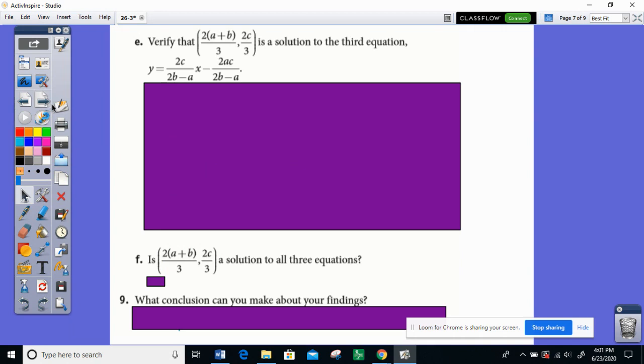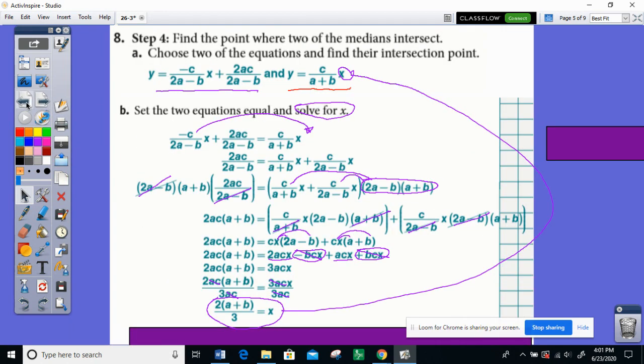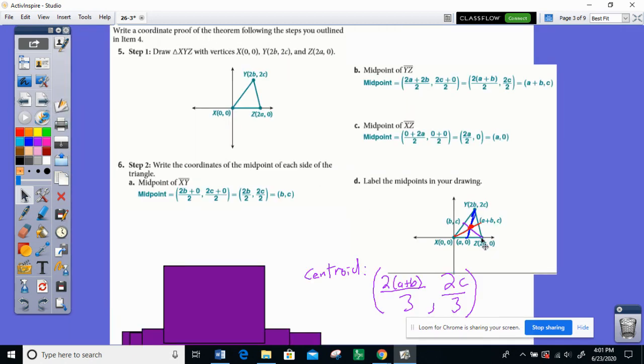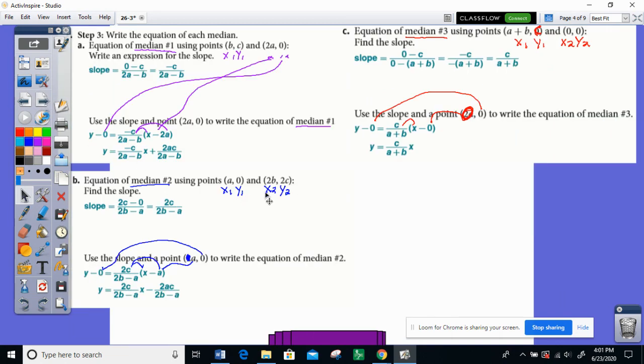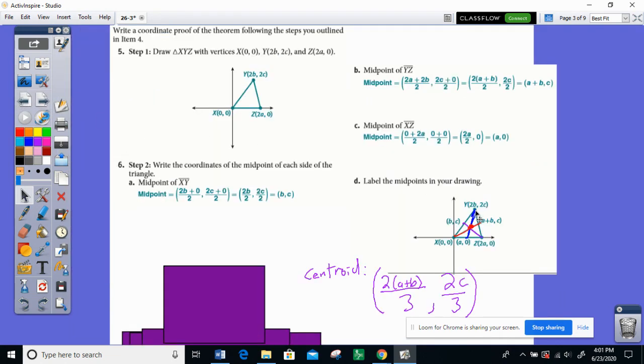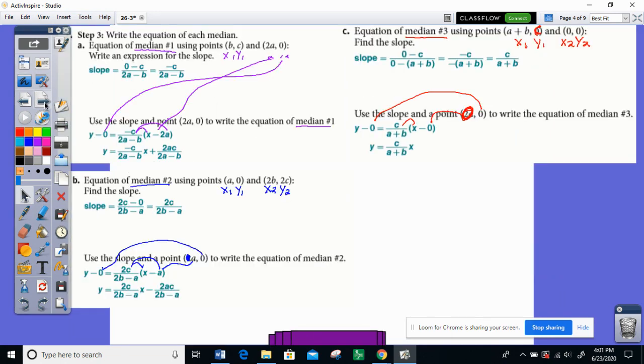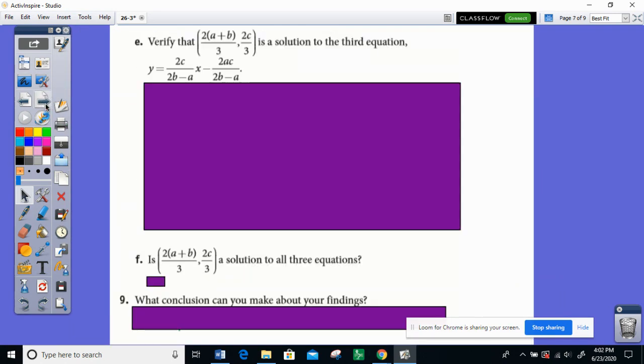Well, see, now we know that that's a solution to median 1 and median 3, but we need to check to make sure that it's also a solution to the blue median. Because remember, to be concurrent, all three medians need to intersect in this one point, not just two of the medians. So how do you make sure that a point is a solution? Well, you plug it into the equation and you make sure that you get the same statement on both sides.